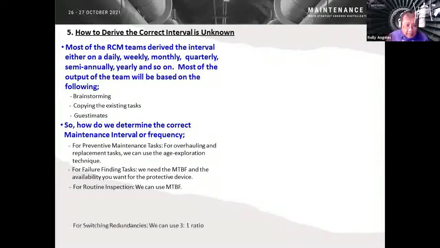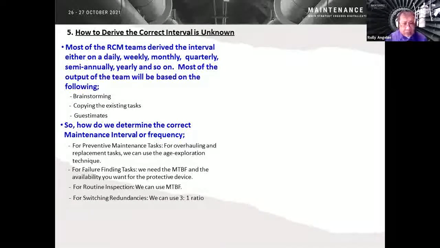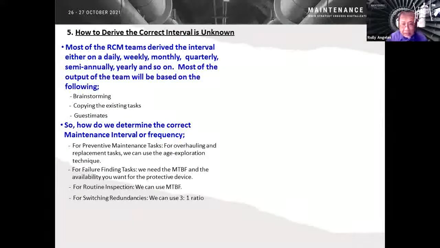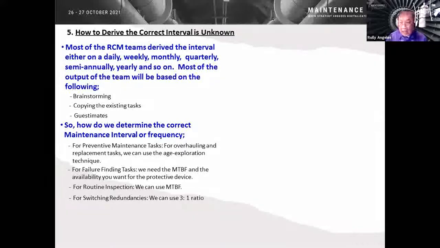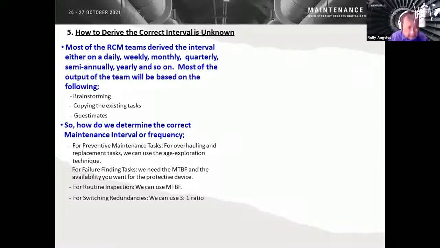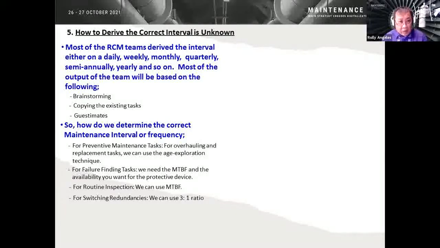Now, for switching redundancies, let's say you have a component and you have a backup or a duplication, we can use a 3:1 or 5:1 ratio. Okay. Now, I usually tell the people I teach that I would not advise a 1:1, meaning you run the equipment for 1 week, stop it, and then go to the redundancy and run it for 1 week.